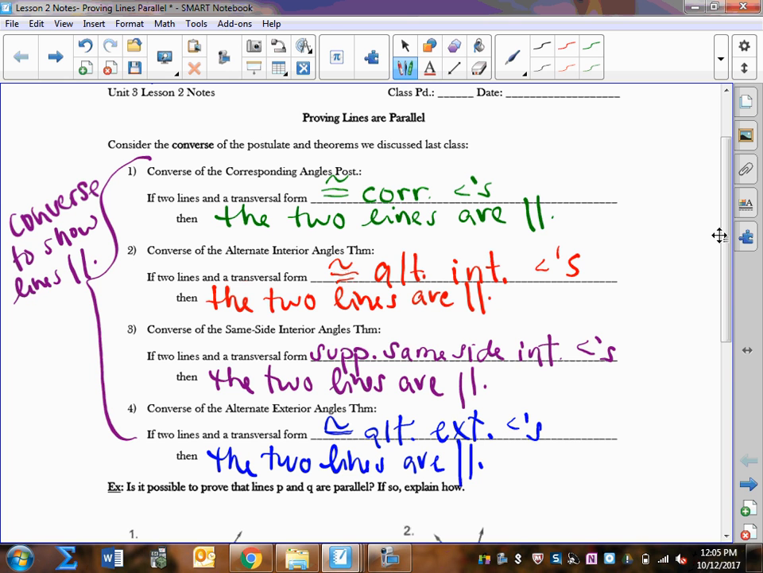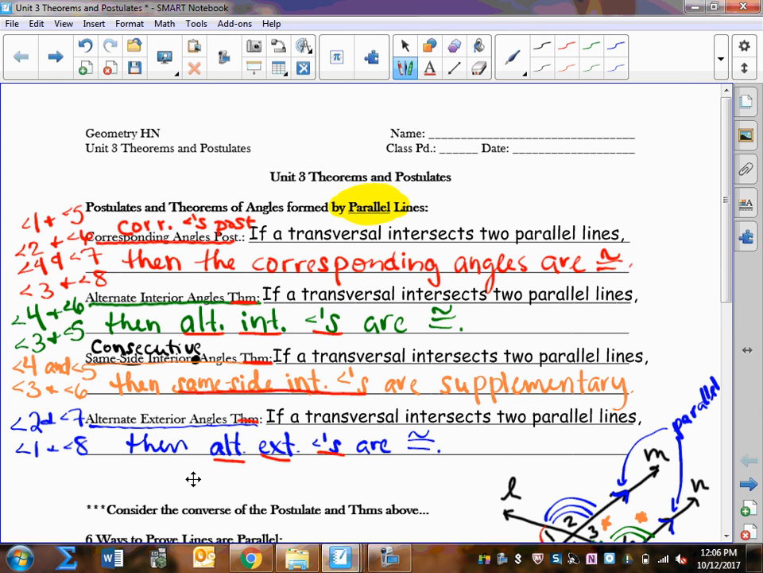Okay. Now, unfortunately, what this means is our title gets even longer, but it's just the way it is. So you have to write converse of alt int angles. Okay. But I do want to see that word converse right. Questions on what we've just done so far? Okay. So now take a look at your postulates and theorems page from last class.